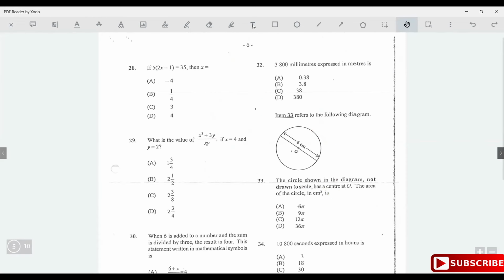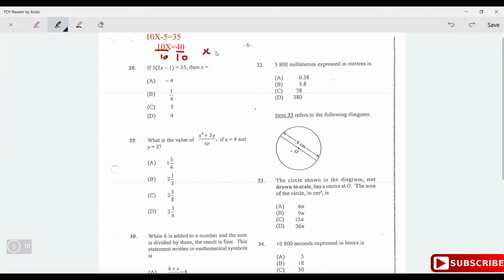Going right along. We have 5 times 2x minus 1 is 35. What is x? If you expand the bracket, you get 10x minus 5 is equal to 35. Then you add 5 to both sides, and you get 10x is equal to 40. What do you do next? You divide both sides by 10. Then x is equal to 40 over 10, which is 4. So x equals 4.